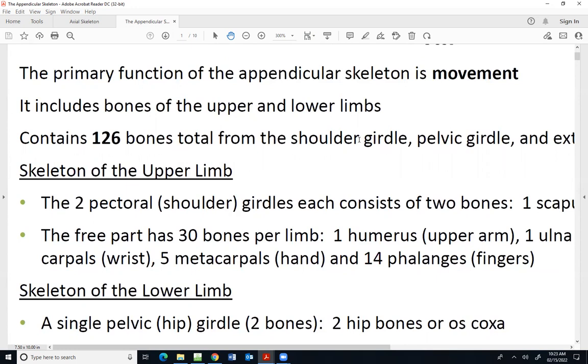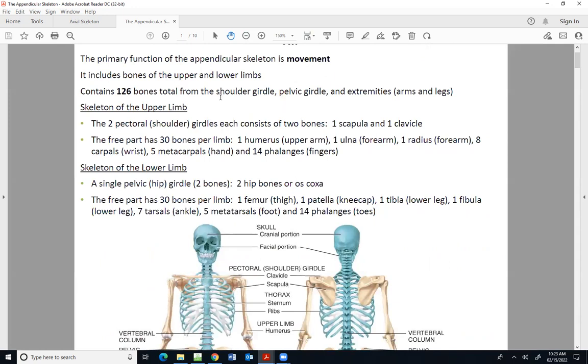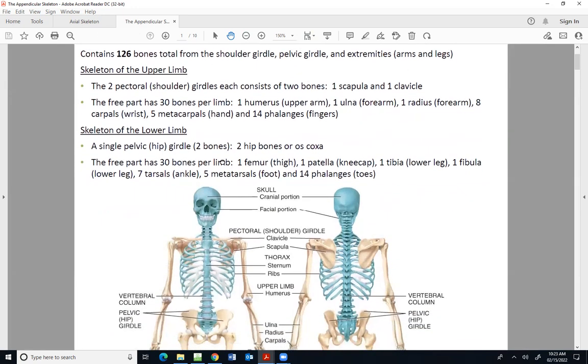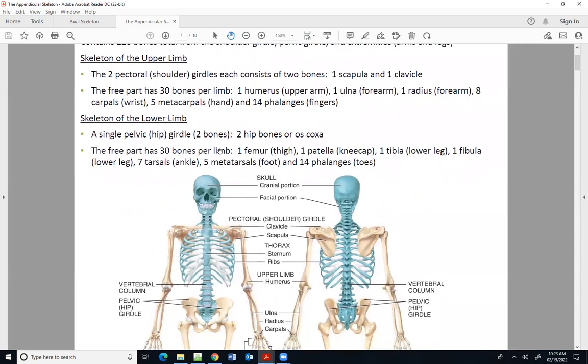The bones of our appendicular skeleton include those from our shoulder girdles, I should say, because there's two, the singular pelvic girdle, and extremities, which are arms and legs. If we broke it down into upper and lower limbs, kind of broken down like this. In the upper limb, we have two pectoral or shoulder girdles, which include the clavicles and scapula, one on each side.